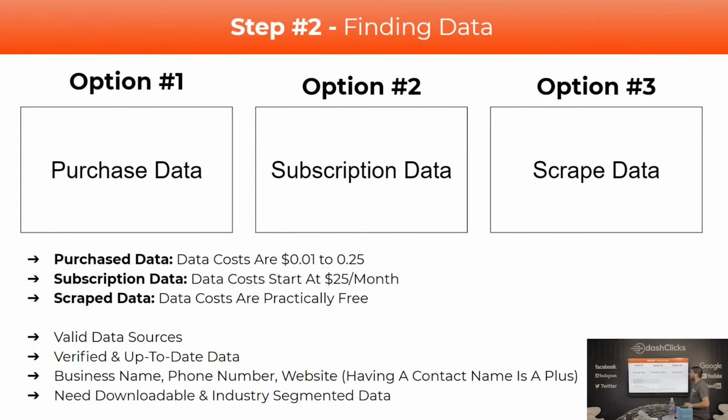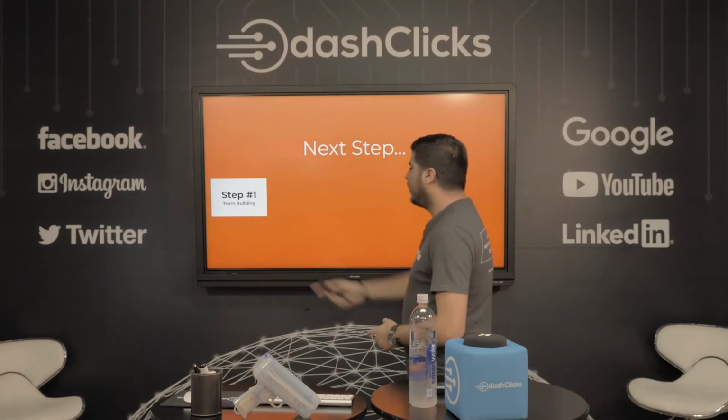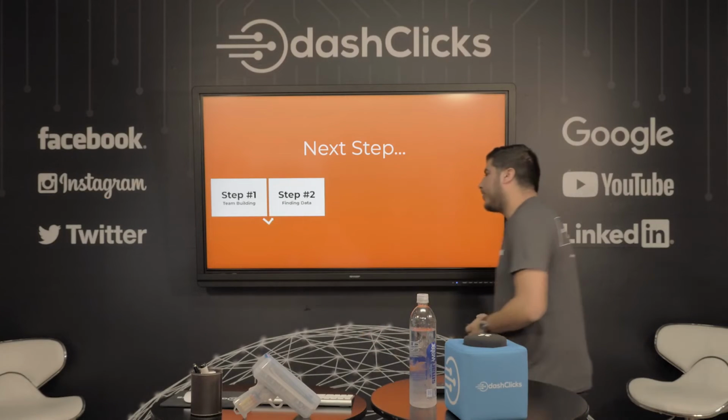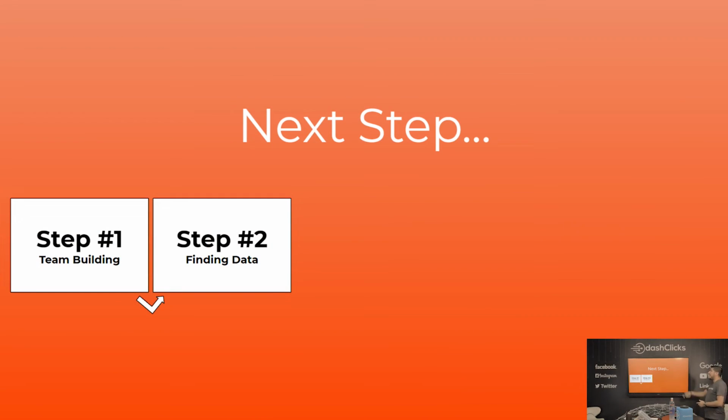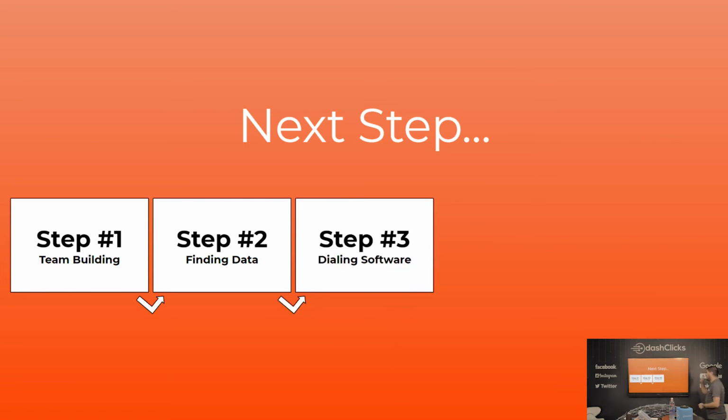So this is all about data. You've got three options. You can purchase your data, you can get subscription data, or you can actually go out and scrape data, okay? So we talked about team building, the difference between a fronter and a closer. We talked about finding data, where you have three different options: you can purchase the data, you can scrape the data, you can go the subscription route, okay? And now let's talk about the dialing software, step number 3, okay?